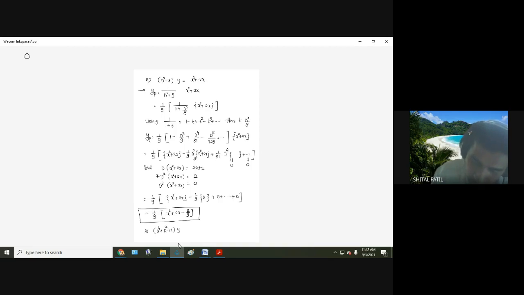D raised to 4 plus D square plus 1, y equal to 53x square plus 17. Let's try. 2 minutes are there. Fast.